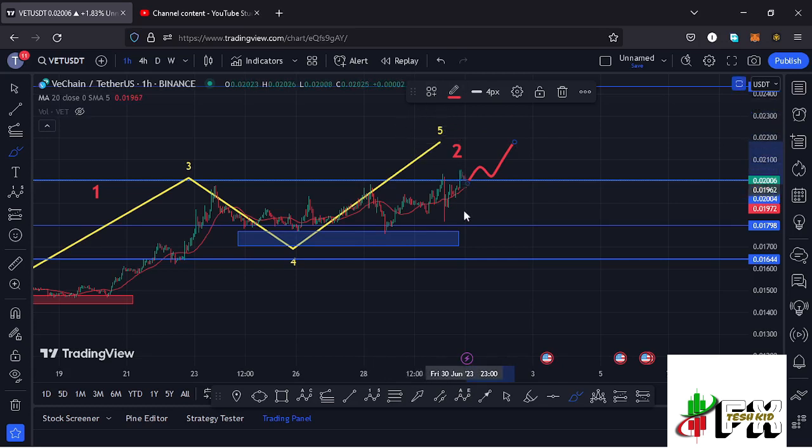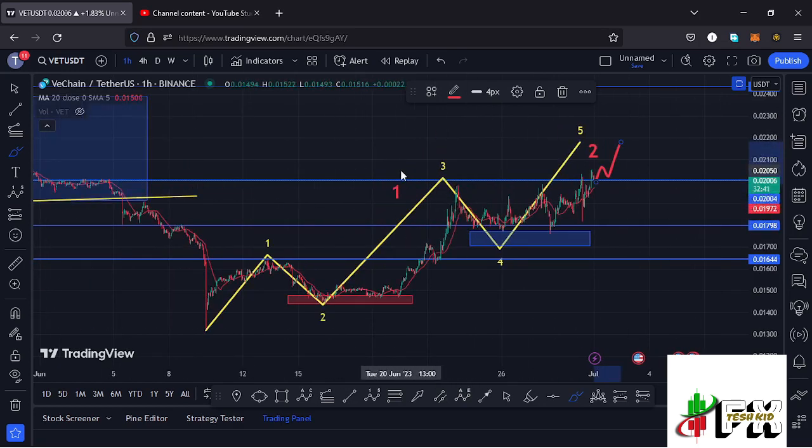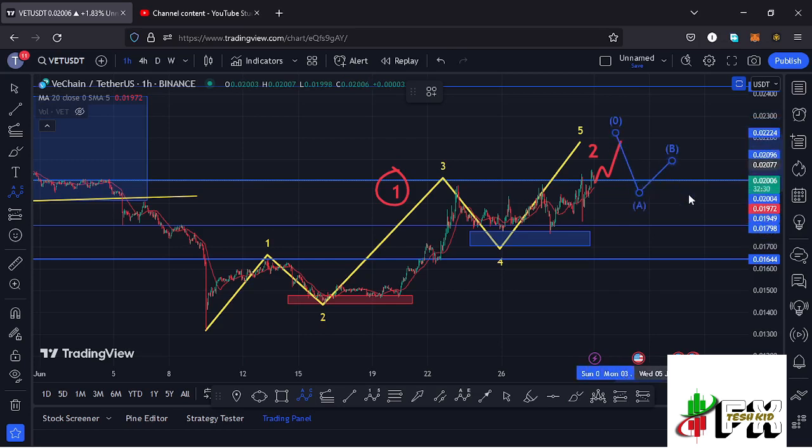Then once that is done and we have a complete 5 wave structure, then we can term that as a larger Elliott wave count 1 to the upper side. Then from that point we can expect a bit of an ABC corrective structure on the charts in the formation of a larger Elliott wave count 2.